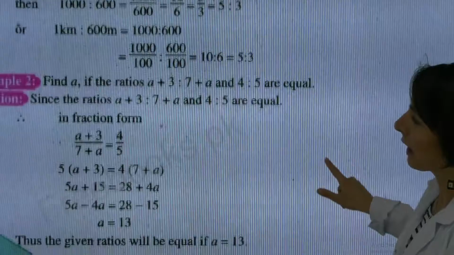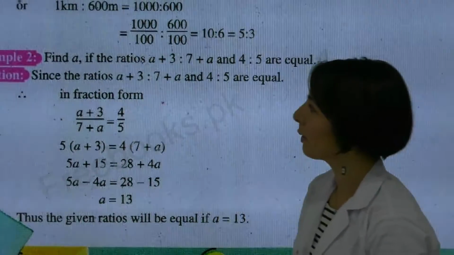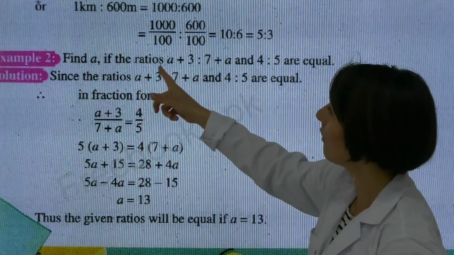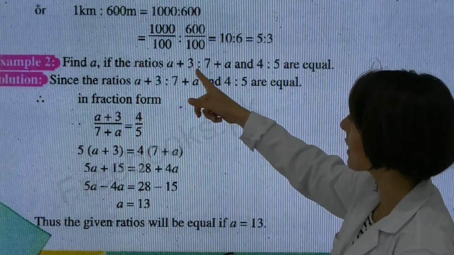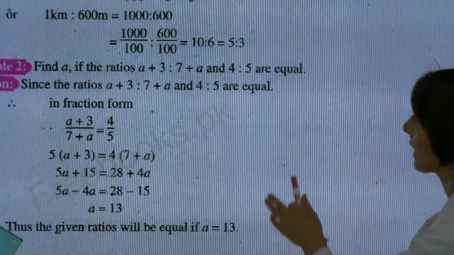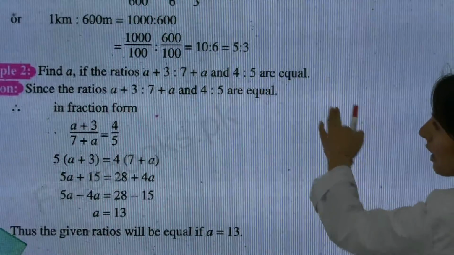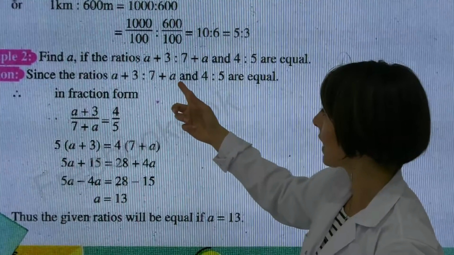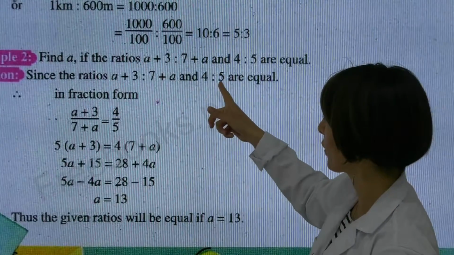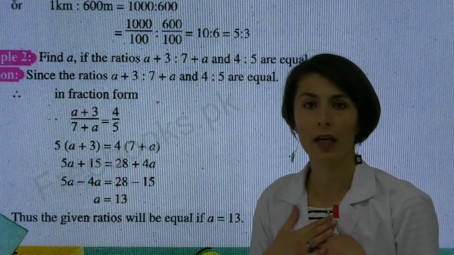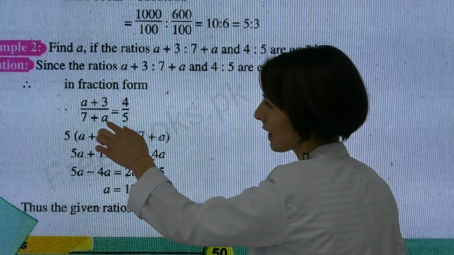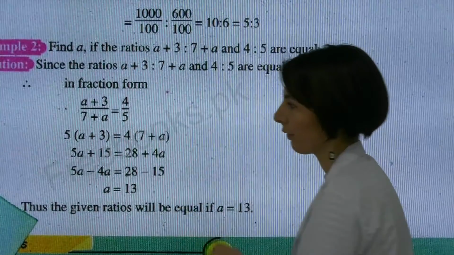Let's complicate it a little bit. In this example number 2, I have to find the A. Find the A if the ratio A plus 3 to 7 plus A and 4 to 5 are equal. Since the ratio A plus 3 to 7 plus A equals 4 to 5, I have the right to write this in fraction. So A plus 3 over 7 plus A equals 4 over 5, right?